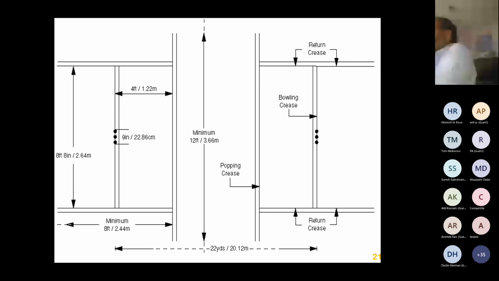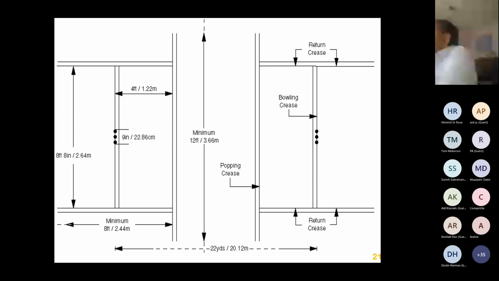So how do I memorize this? That measurement is 1.22 meters. You will see that the return crease is 2.44 meters. If I multiply 1.22 times 2, I get 2.44, and that's the measurement of my return crease. The measurement of the popping crease, if I take 1.22 and multiply it by 3, I get 3.66 meters. So only by memorizing the 1.22 meters from the bowling crease till the popping crease, I can derive the return crease measurement from it, and also the popping crease measurement from it.